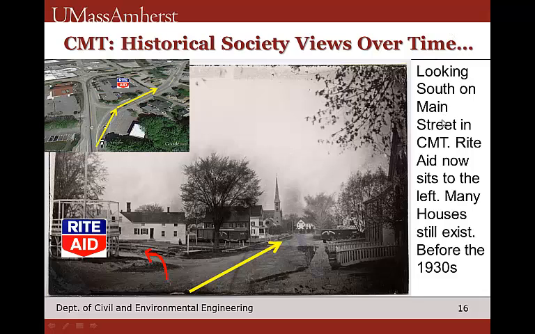This is looking south now on Main Street in the Cumberland Mills Triangle, and Rite Aid now sits to the left. I put a little arrow here. These are all houses, residential houses for mill workers, actually. This is a church in the background, where the mill workers went to church. So as you can see, the Cumberland Mills Triangle, back during the 1800s and early 1900s, actually functioned as sort of its own inner city central core district for the mill. All right, and this was all before the 1930s.